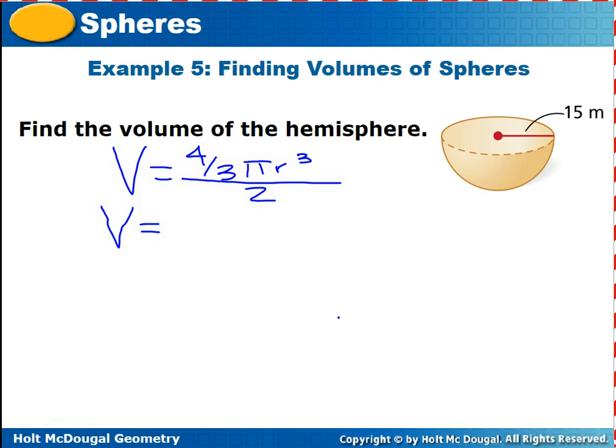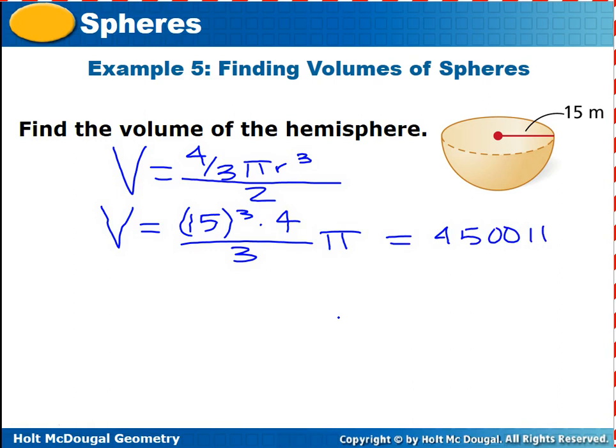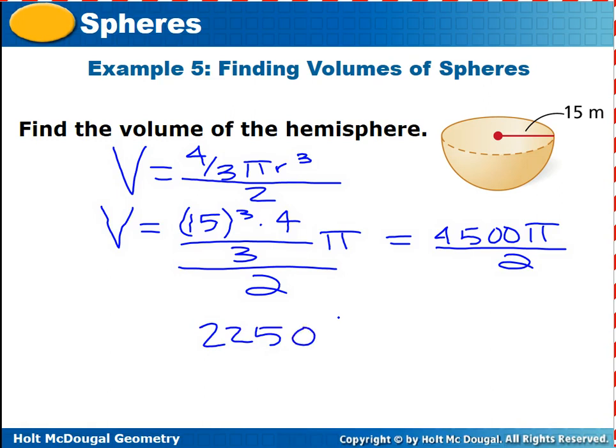So again, we're going to do 15 cubed times 4 divided by 3 pi. We're going to find that answer. When we do that, we get 4,500 pi, and then we're going to divide that by 2, if you recall. Because we found the volume of a sphere, we need to find the volume of this hemisphere. So the volume of the hemisphere is 2250 pi, and again, this is meters cubed. That was our volume.